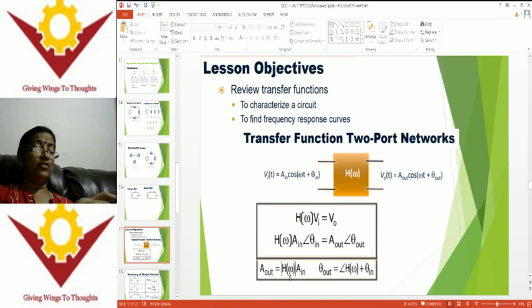If you represent this notation in another form, A out is equal to the modulus of the transfer function H of omega times A in. That is the magnitudes, A out in terms of the transfer function as well as the input magnitude. Similarly, the output phase angle theta out is equal to the angle of H of omega plus theta in. This is the transfer function notation in the case of two-port networks.